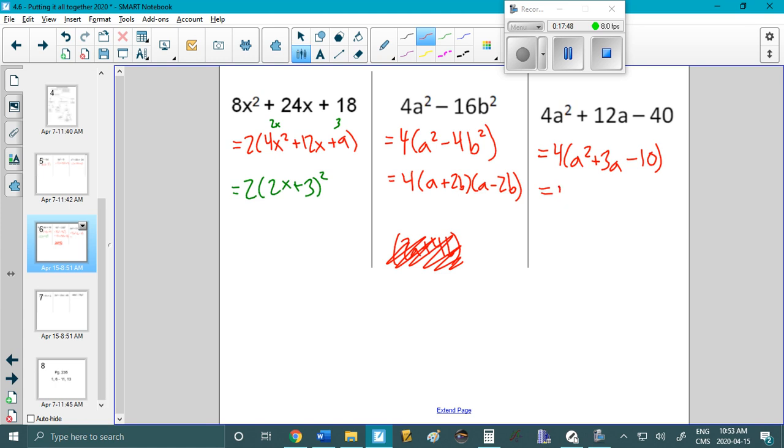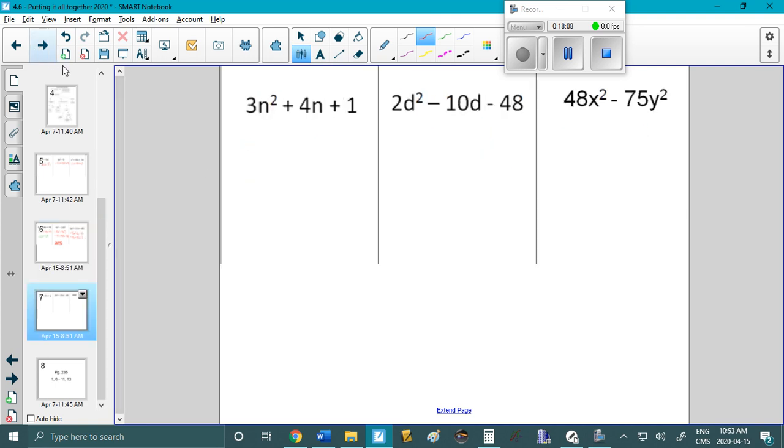Okay, so now it's a simple trinomial in brackets. So 2 numbers that multiply to negative 10 and add to 3. 1 and 10 doesn't work. 2 and 5 does. Because it multiplies to negative 10, I've got a positive and a minus. It adds to a positive, so I've got more positive. And there we go. Next one, oh, it's a complex.